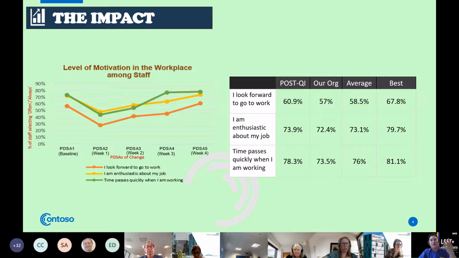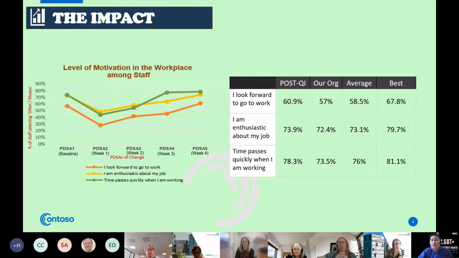3, 4, 5, where I implemented the staff nominations, you can see a gradual increase in the level of motivation. Looking at it from the perspective of when the well-being bulletin was put into place up to the post-COVID staff awards, the percentage of people selecting often or always on how they look forward to go to work increased by 32.9%. Their enthusiasm about their jobs increased by 25.9%. And lastly, how their time passes quickly when working increased by 34.3%. Therefore, based on the raw data collected specifically in the workplace, the staff well-being promotion interventions made some positive changes in central operating recovery.